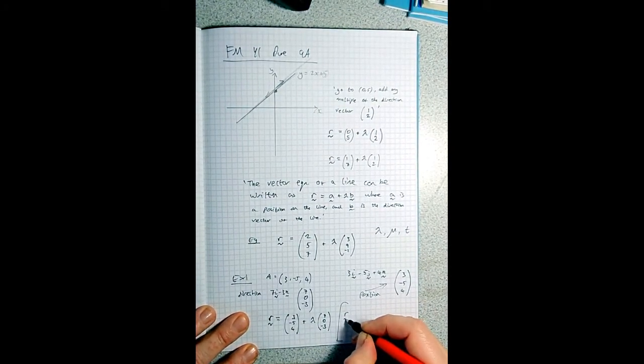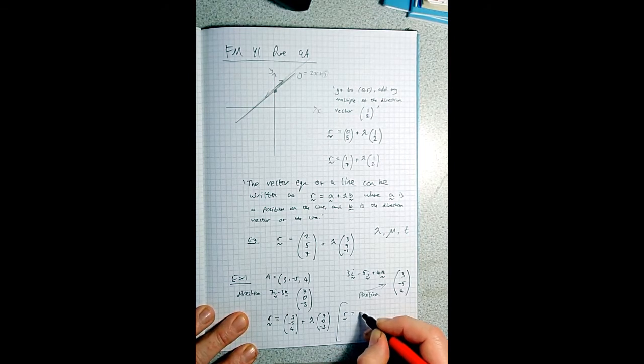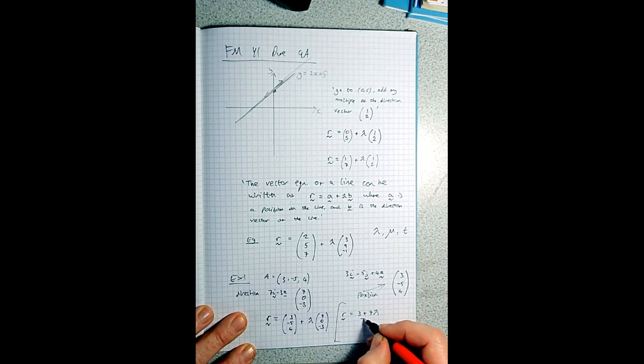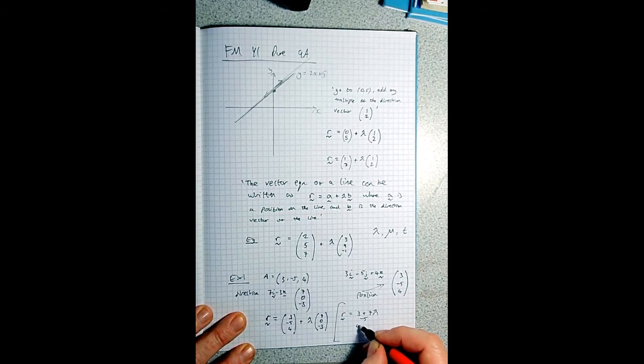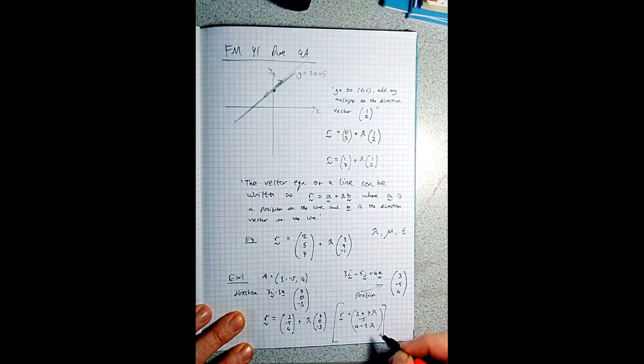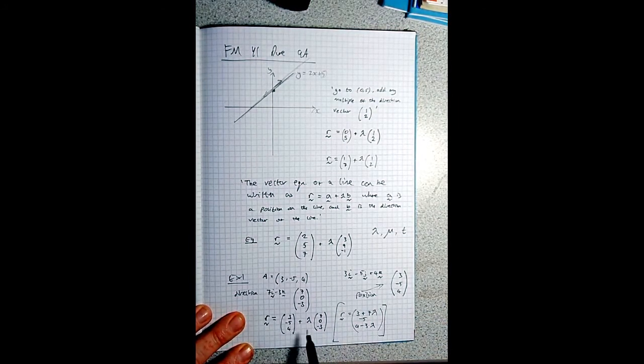If you want to, it might be more convenient at times, you can write it as a single vector: (3 plus 7 lambda, minus 5, 4 minus 3 lambda). They are identical, there is no better or worse.